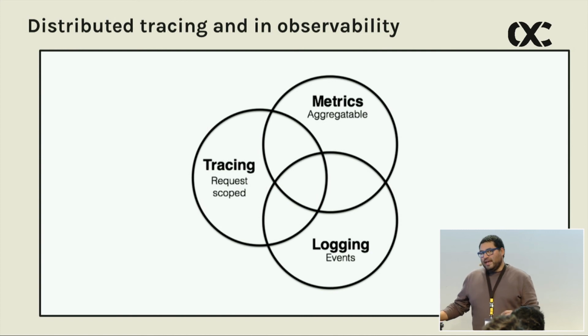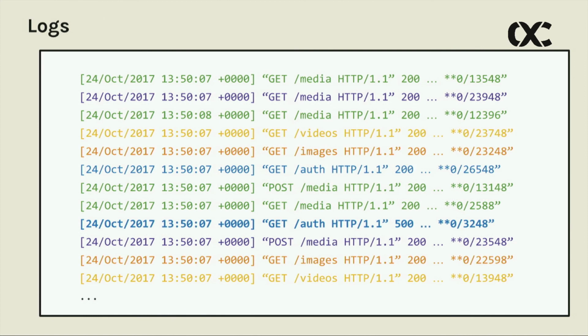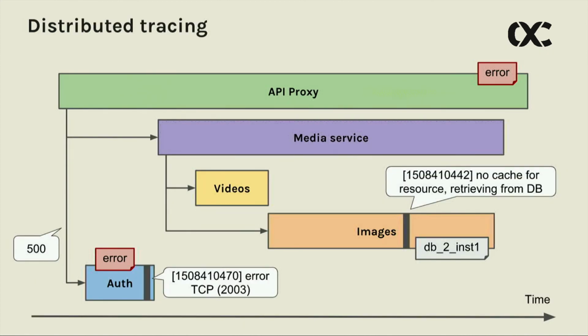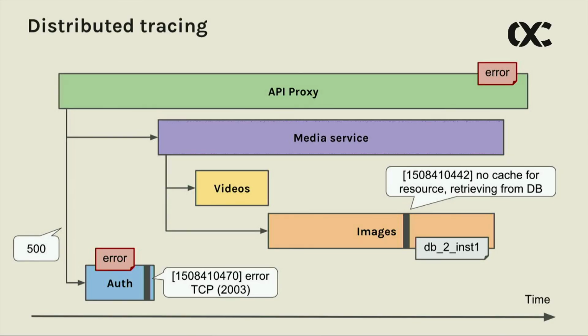So distributed tracing is aimed to convert this and this into something like this, which is a request scope timeline, or shared timeline, which expresses causal relationships. As you can see, the API proxy creates two child operations, one in the auth service and the other in the media service. And at the same time, the media service creates two operations, one in the image service and one in the video service. It's request scoped, it expresses causal relationships, the concurrency is made visible, basically, and it also allows you to include more information with logs and tags.